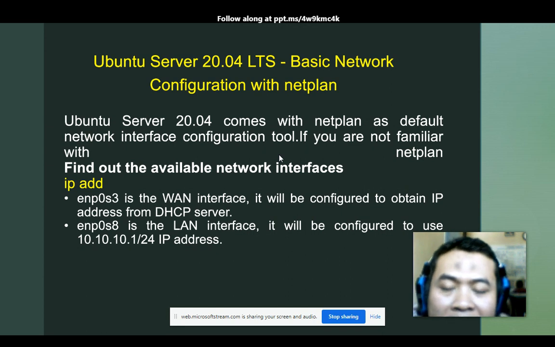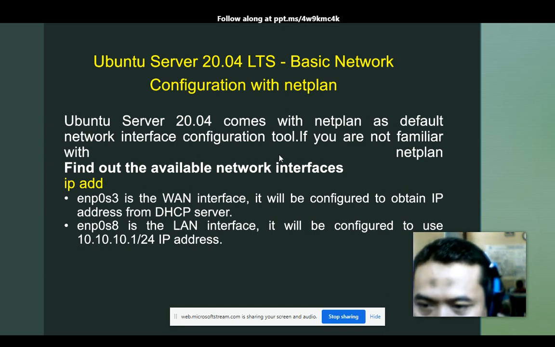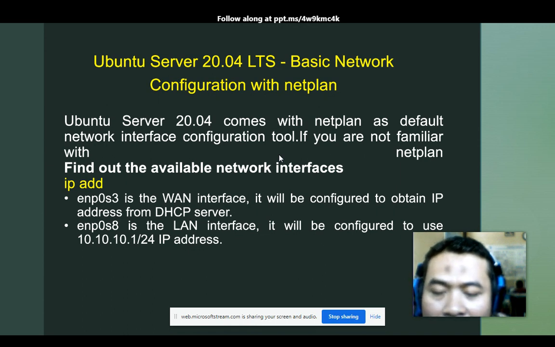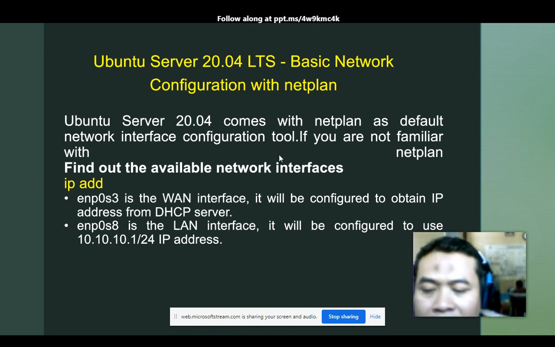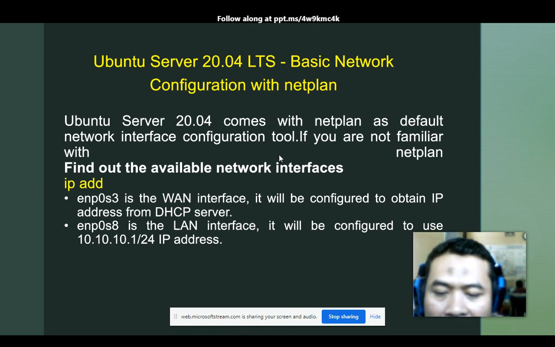Ubuntu Server 20.04 LTS basic network configuration. Ubuntu Server 20.04 comes with Netplan as the network interface configuration tool. Find out the available network interfaces with ip add. One interface will be configured to obtain an IP address from the DHCP server. The other is the LAN interface.